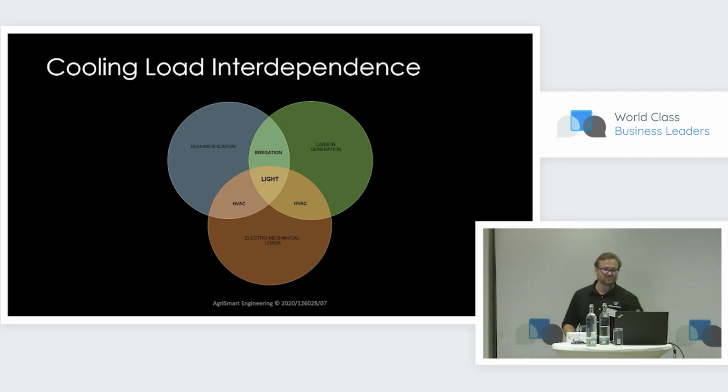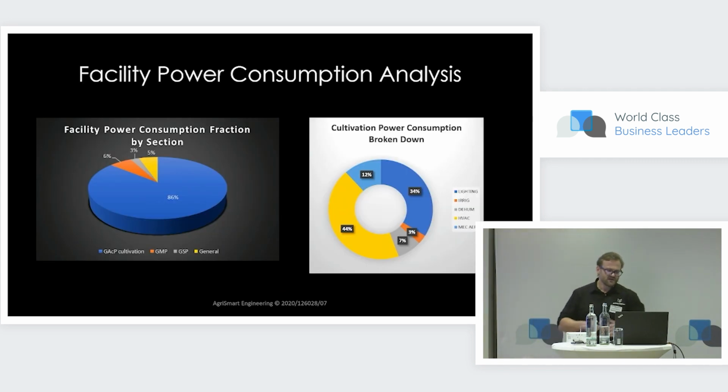I'm not going to go through the entire matrix, but the point is that there's a very strong interdependence between the constituents and contributing factors which make up your cooling loads. And as you will see, this translates to the capex, spending money to build the infrastructure, and the running costs associated with your plant. This is based on a case study for a 400 to 500 kilogram per annum facility indoor.